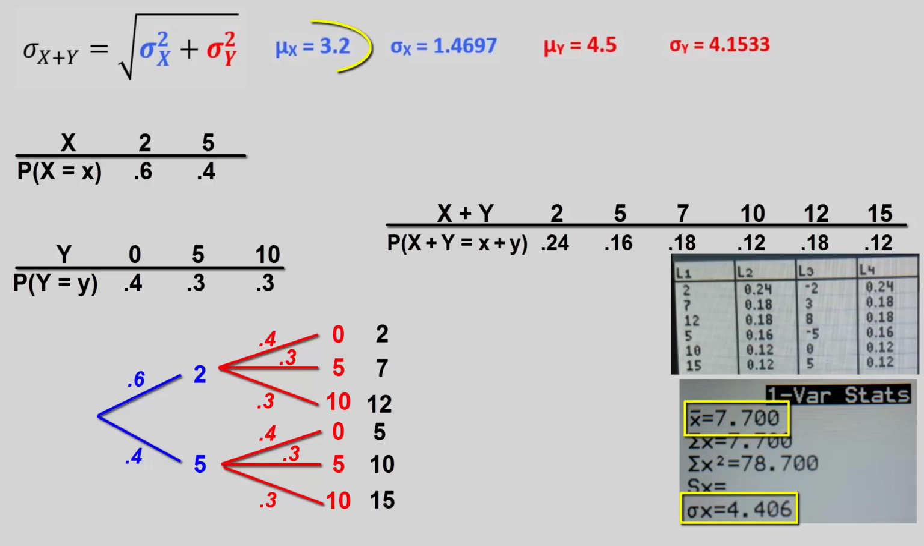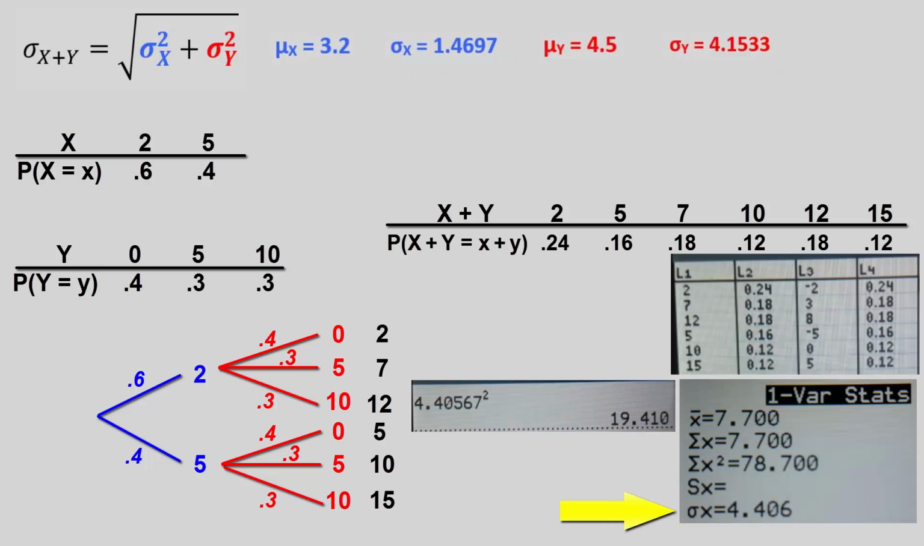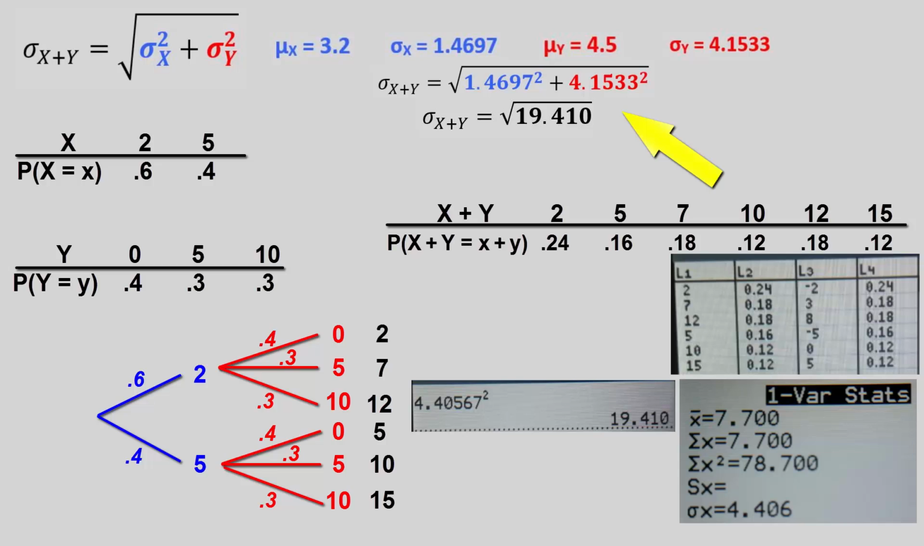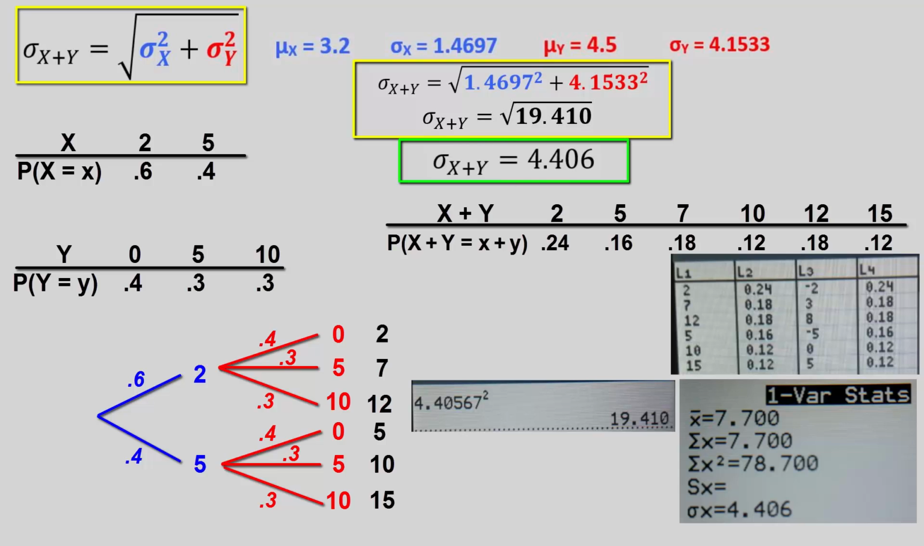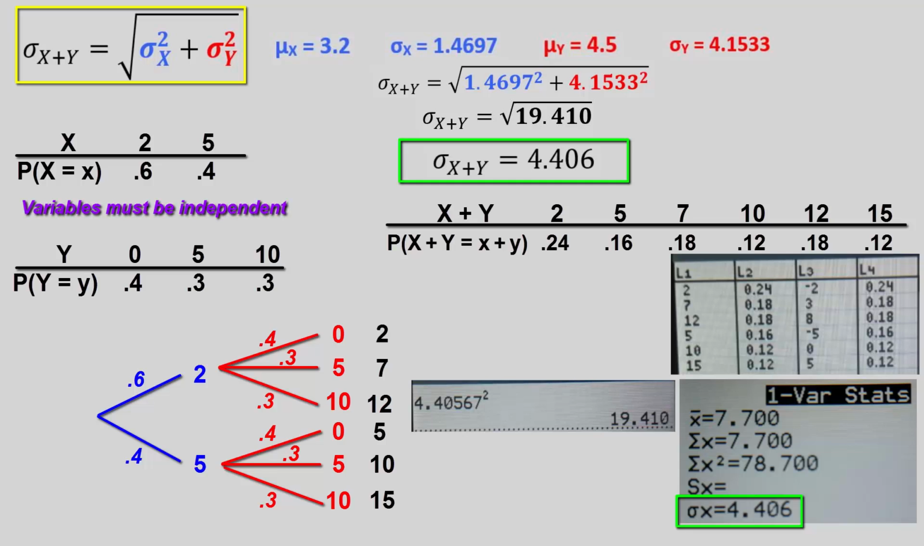As mentioned, we can add the mean of x and mean of y to get 7.7, but adding the standard deviations of x and y does not yield the standard deviation of the joint distribution. But notice that the variance of the joint distribution is 4.4057 squared, which is 19.41. And by golly, this is the sum of the variance of x and the variance of y. So remember, to find the standard deviation of a joint distribution, add the variances and then take the square root. Another important feature, though, is that variables must be independent to trust the standard deviation can be found this way.